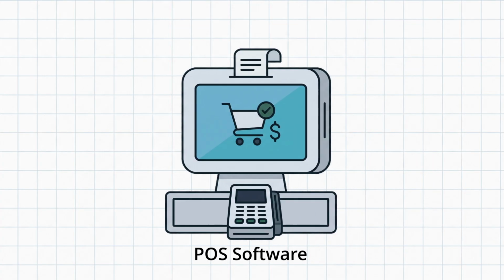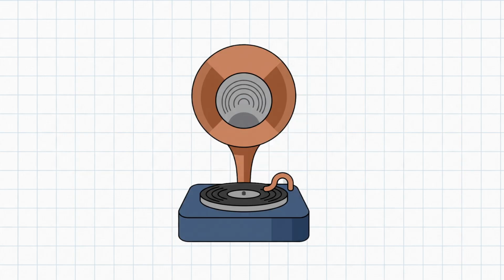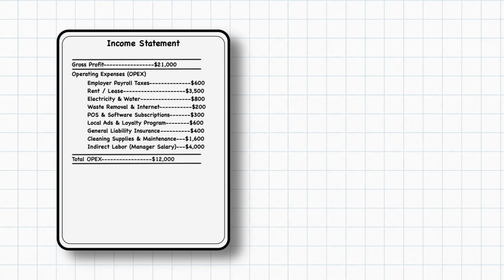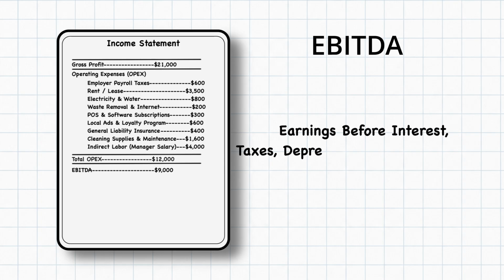Then you have your tech and admin costs, your Square POS subscription, QuickBooks software, commercial music licensing, general liability insurance, cleaning supplies, and equipment maintenance. Let's say all of these everyday cash expenses total $12,000 for the month. When we subtract that from your $21,000 gross profit, we are left with $9,000. In the finance world, this specific $9,000 checkpoint is a big deal. It is called EBITDA, pronounced EBITDA. That stands for earnings before interest, taxes, depreciation, and amortization.